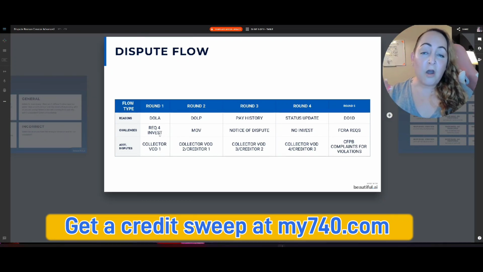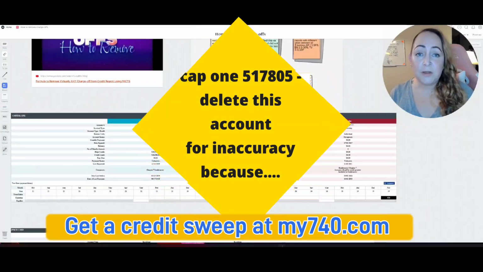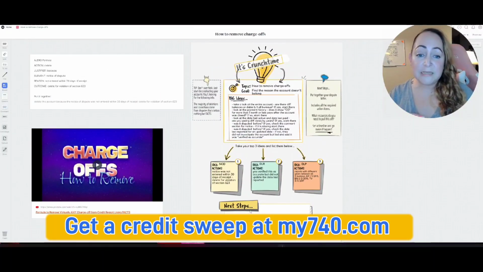Okay. So our request for investigation is going to go at the top of our letter. The text right there is going to say, please investigate the following information, blah, blah, blah. And then in your actual disputed account section, you're going to put the creditor name, like Capital 1, the account number, like 517805, and you're very simply going to plug in your information like this.